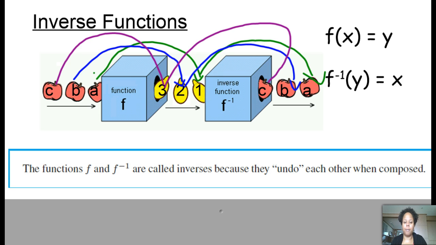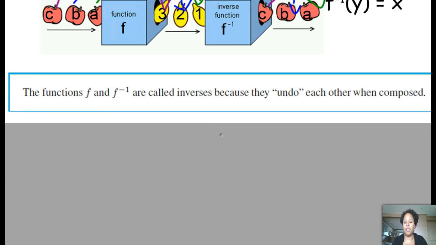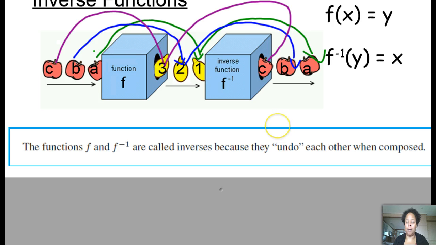So in other words, the functions f and f inverse are called inverses because they undo each other when they're composed. Yes, inverse functions can be composed into each other. So let's take a look at what I mean by that.